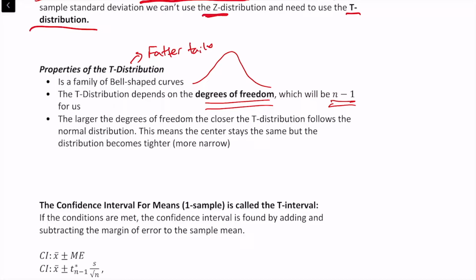As the degrees of freedom increases, as we get a larger and larger sample size, this T distribution with its fatter tails becomes closer and closer to looking like the normal distribution. The center stays the same, but the distribution becomes tighter, skinnier, more narrow. So that's the T distribution. We're going to do things similar to what we've done in previous sections with the Z distribution, but we're going to use T. Anytime we work with T, we have to specify the degrees of freedom, which is one less than your sample size.